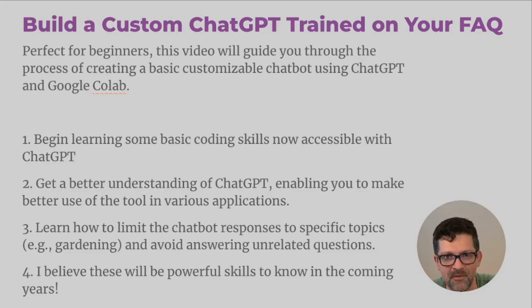So just think about this as a basic project and all the different things you might be able to use ChatGPT to create software to help you do. We're even going to look at how to limit the chatbot responses to specific topics. In this case, it's going to be gardening. That's just my example that I use here. And how to make it avoid answering unrelated questions. That's something I've had a lot of interest in, figuring out how to really control these AI models a little bit better. And really, I truly believe these are some of the most powerful skills. These are the foundational building block skills that are going to be pretty useful in the coming years.